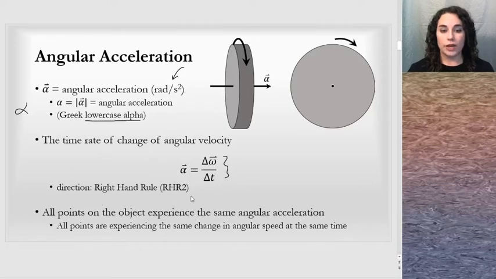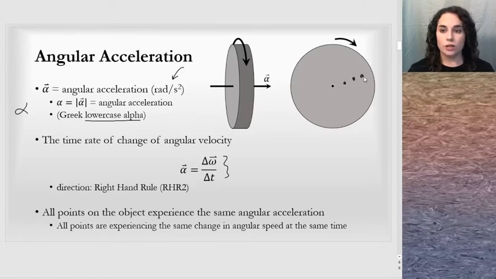Again, we can use right-hand rule in order to figure out an angular acceleration vector. In whatever direction it is speeding up or slowing down, we will point our fingers in that direction, and that will give the direction of that vector. Similarly to angular velocity, all points on an object experience the same angular acceleration.